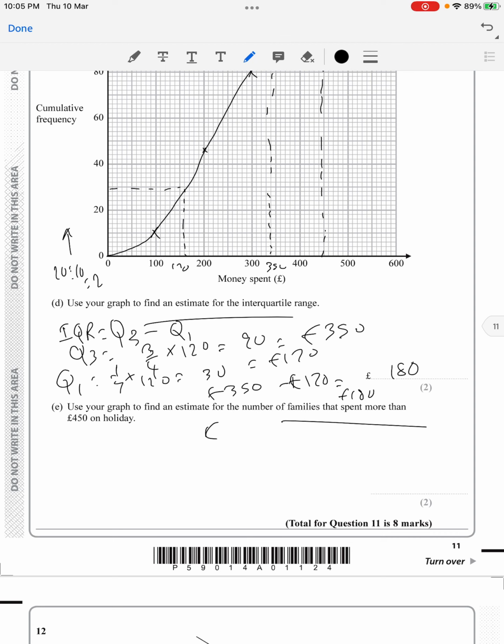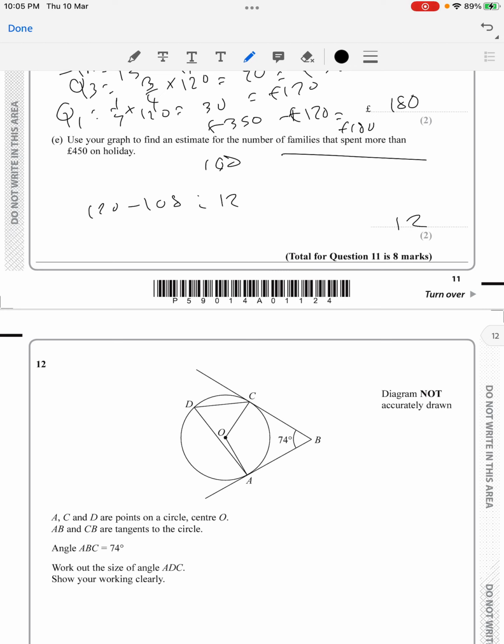So you have 108, and once you find that cumulative frequency, you just subtract it from the 120 total cumulative frequency. So 120 minus 108 should give you 12. So 12 for 2 marks. There you go, straight. So the subtraction carries marks.